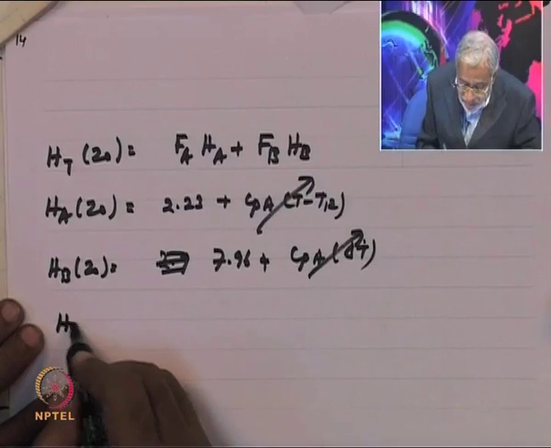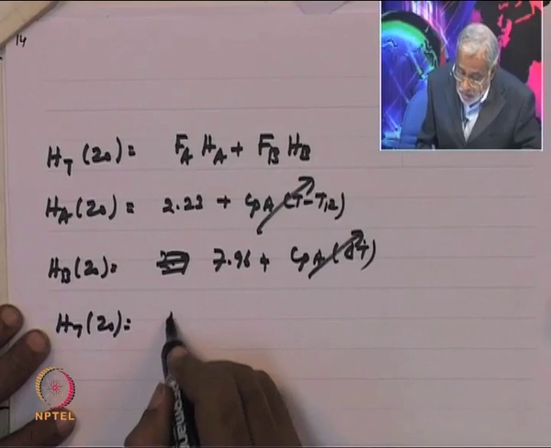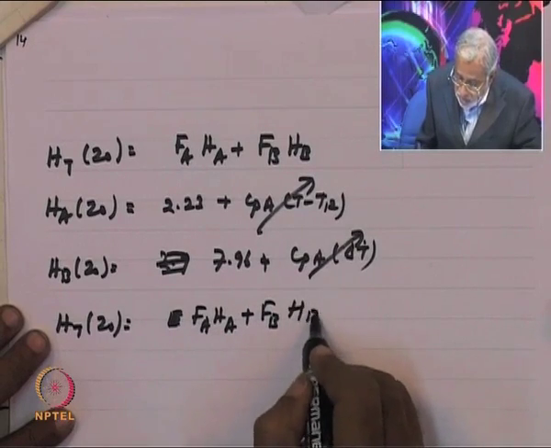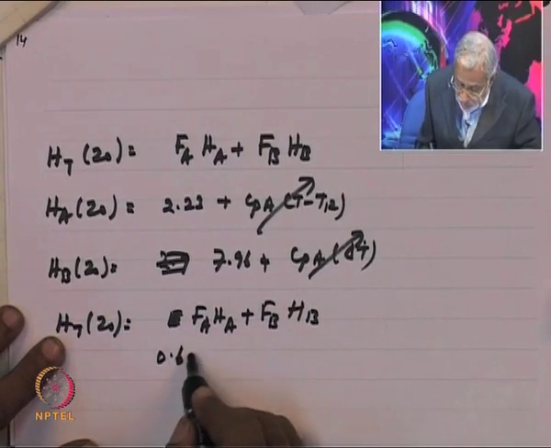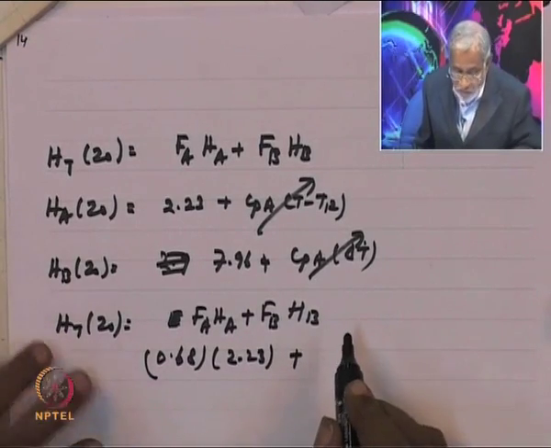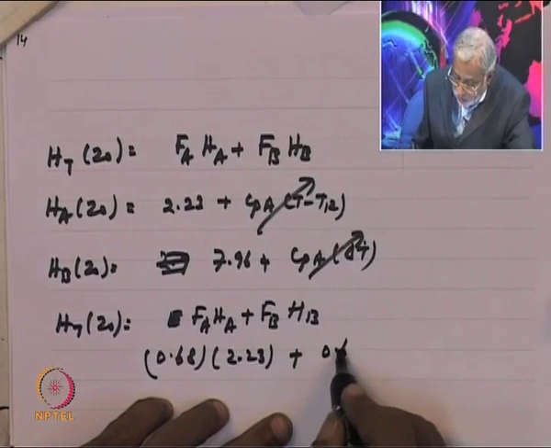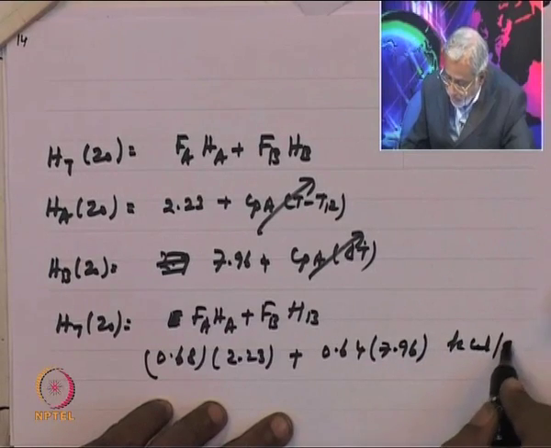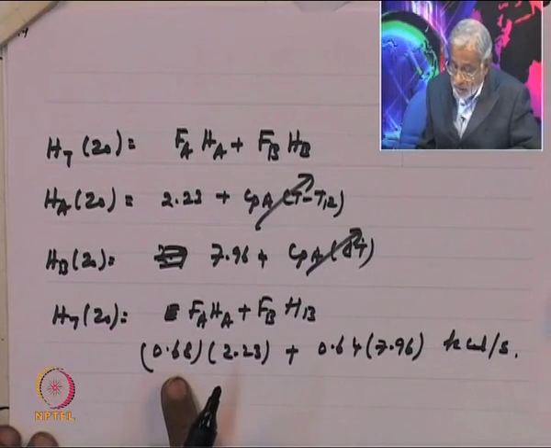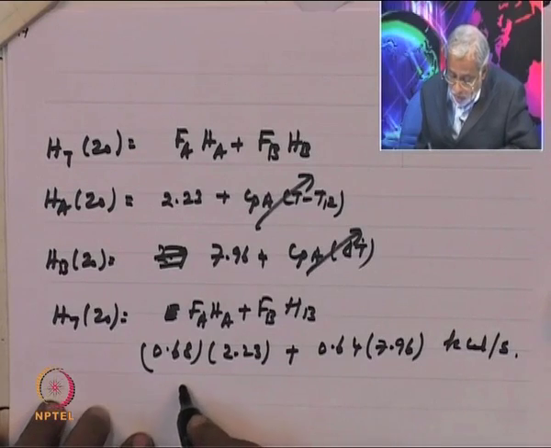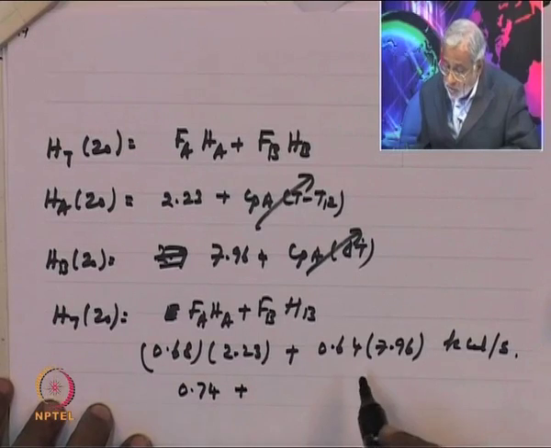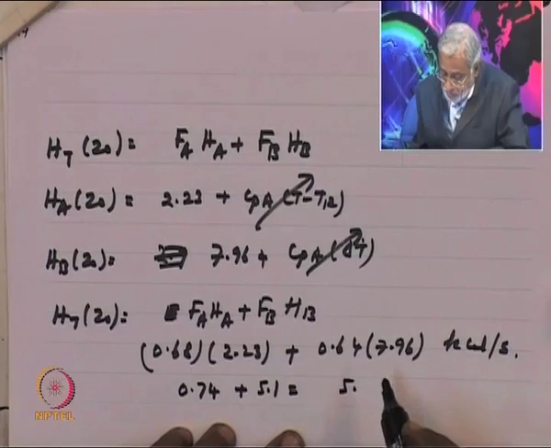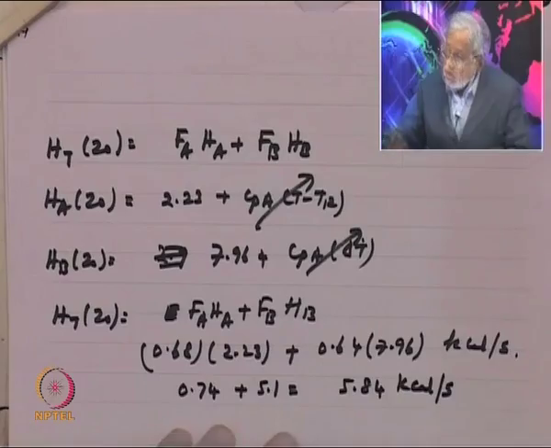So, our Ht at 20 equal to F A H A plus F B H B. So, F A is how much? F A is 0.68, H A is 2.23 and F B is 0.64 multiplied by H B and the H B is 7.96. So many kilocals per second. Okay. So, this is roughly 2 by 3. So, this is about 0.74. This is 5.1. That is about 5.84 kcal per second. This is energy balance.